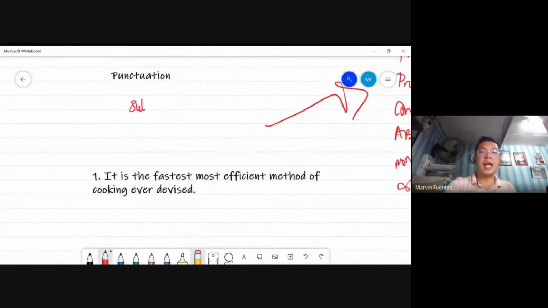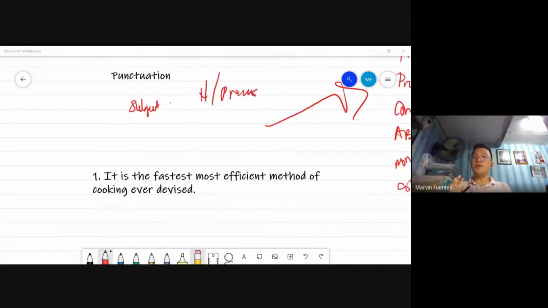Dalawa lang naman ang subject natin eh. It's either the noun or the pronoun. Now, tell me, if you're still confused, check on the auxiliary verb, and yung katabi niya, ayun yung subject.